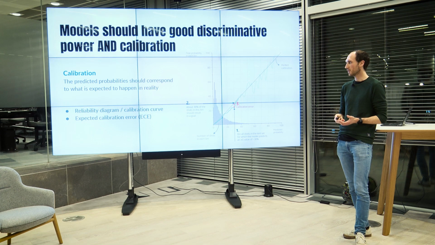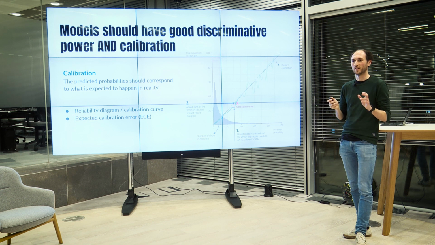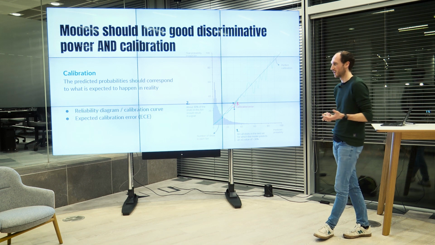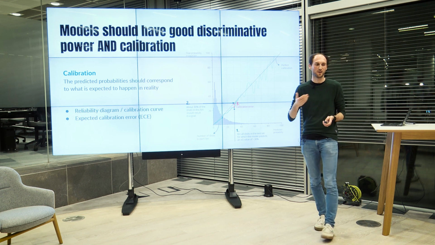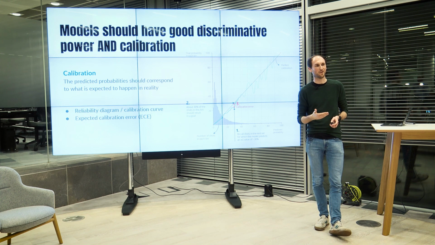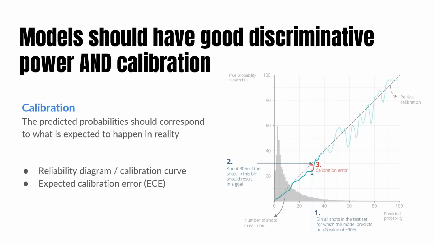So these proper scoring rules, like the Brier score, look both at the discriminative power of a model and the calibration. I don't know whether everyone is familiar with calibration, but the idea behind calibration is that, for example, if you assign a probability of 10% to a shot, then you expect that if you would take that shot 100 times, that 10 of those shots would result in a goal. Obviously, you can take that shot only once.